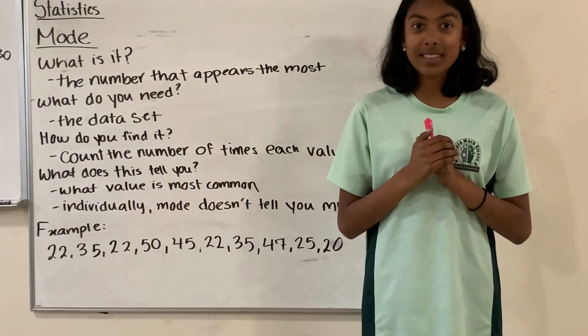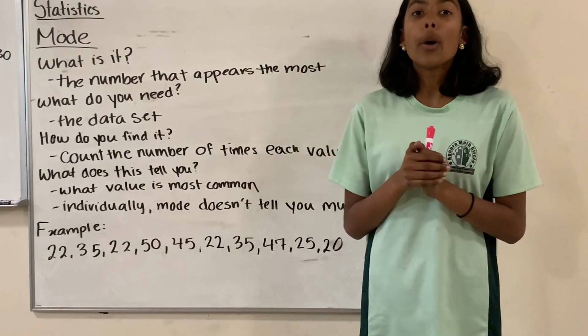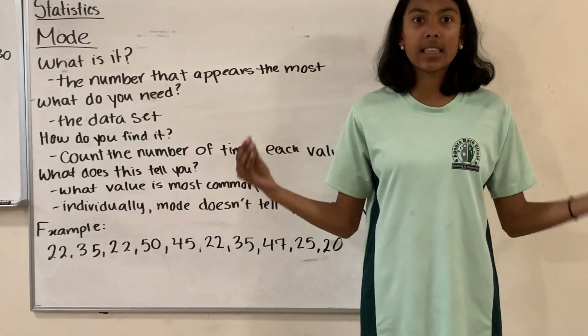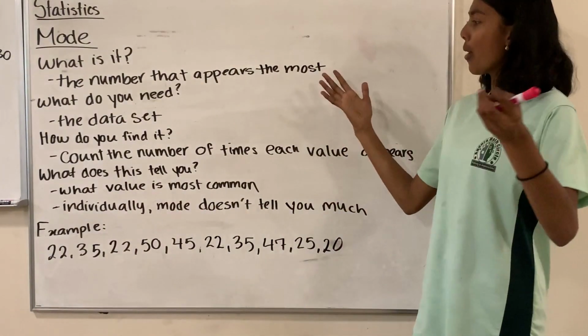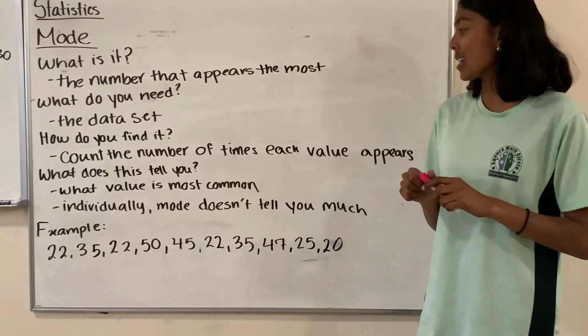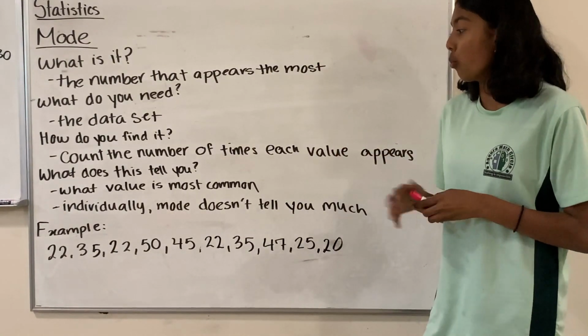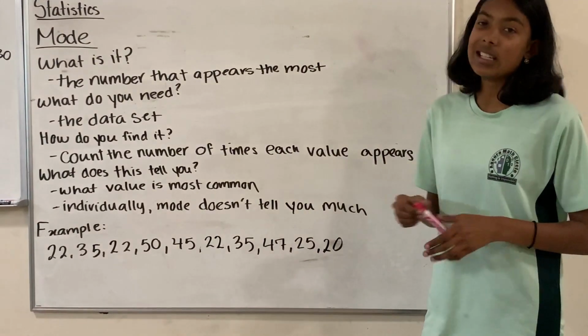Now we move on to our second statistical tool, which is mode. What is mode? Mode is the number or value that appears most frequently in the data set. What do you need? You just need the data set. How do I find it? Well, you count the number of times each value appears. What does this tell you? Well, mode can tell you what value is most common, but individually, it really doesn't tell you much.